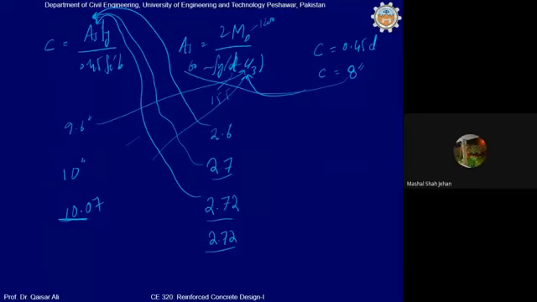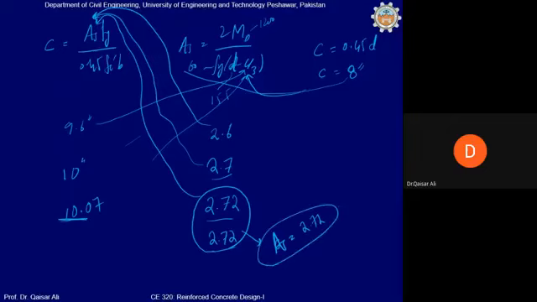Yes, sir. So 2.7. So as I told you that if you get the same value of As for the two consecutive trials, then stop the trials, and this will be the design reinforcement. This is basically the value of As, 2.72 for the given demand. For the given beam size subjected to the given demand, the design reinforcement required in the beam is 2.72 inch square. अब बात समझ में आ रही है?